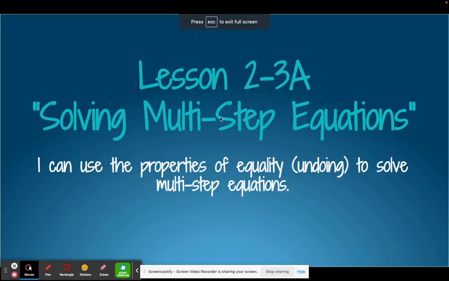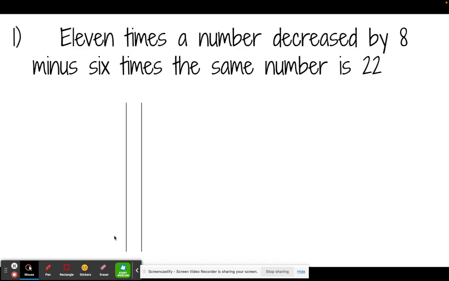Hi everyone, today we're going to be going into multi-step equations. We've solved one step, we've solved two steps. Now we're going to get into some that even have more than two steps. Our objective today is to use properties of equality, not inequality, properties of equality to solve multi-step equations.